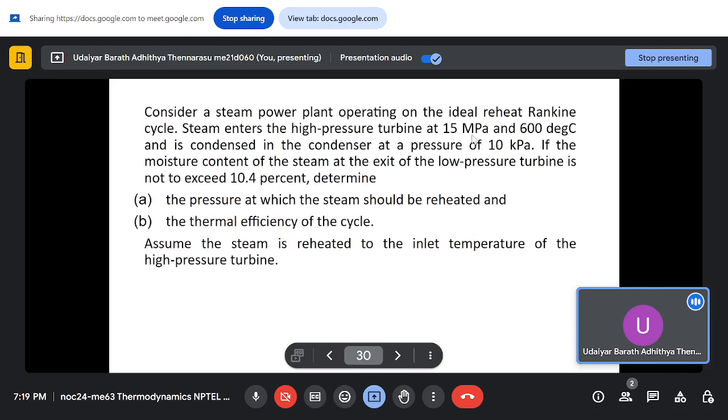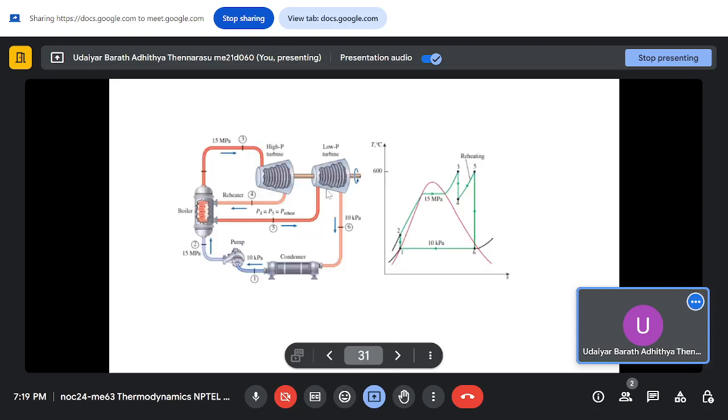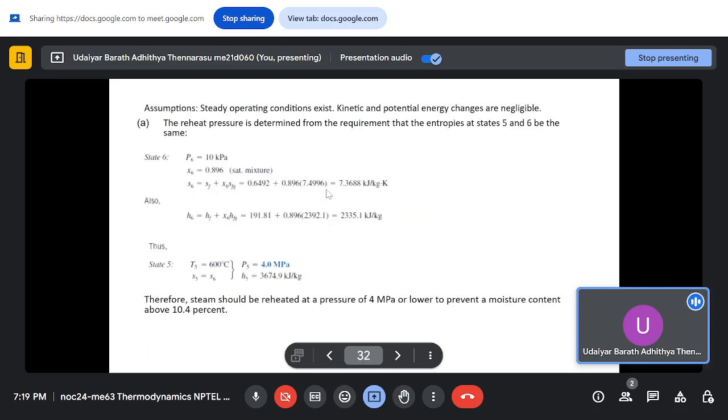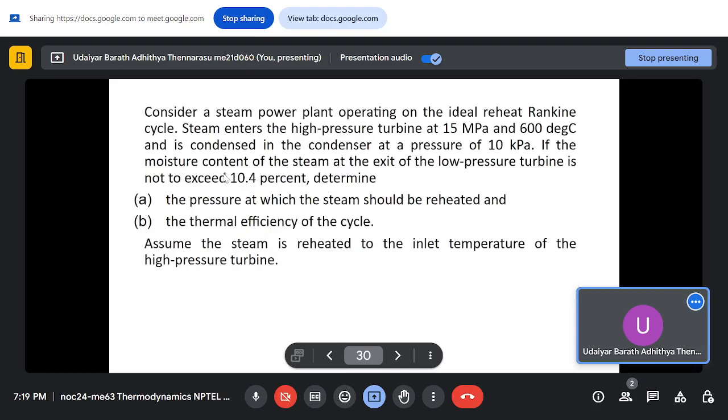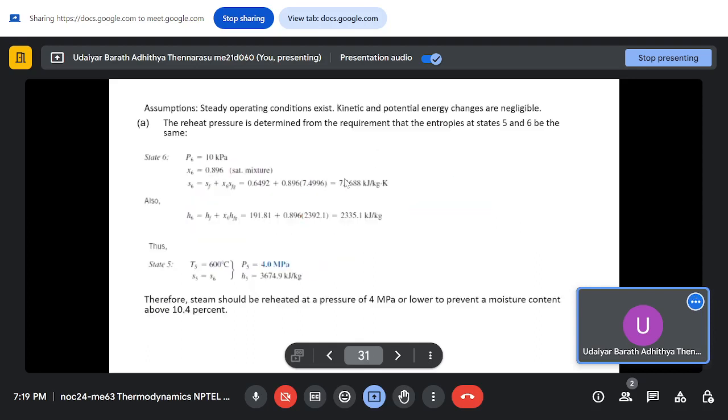Steam enters a high pressure turbine at 15 megapascal and 600 degrees Celsius and is condensed in the condenser at a pressure of 10 kilopascal. So condenser is at state 6, at 10 kilopascal. So P6 is 10 kilopascal. X6 is 0.896, which is the limiting case. As mentioned, if the moisture content is 10.4%, your dryness fraction is 1 minus 0.104, which comes out to be 0.896.